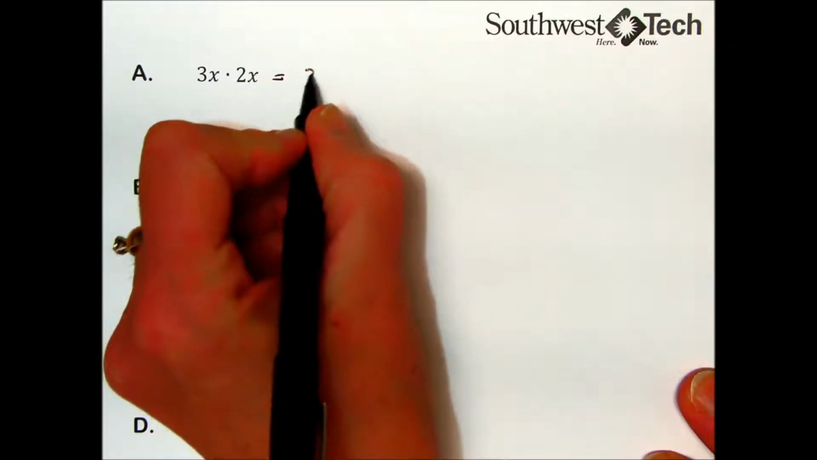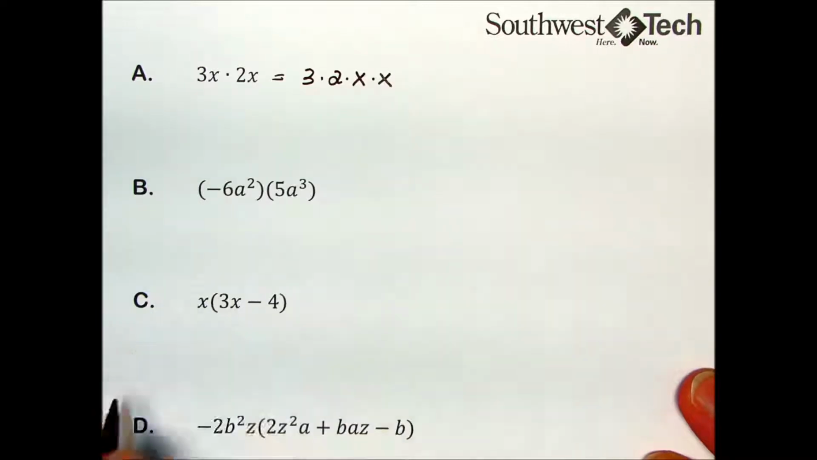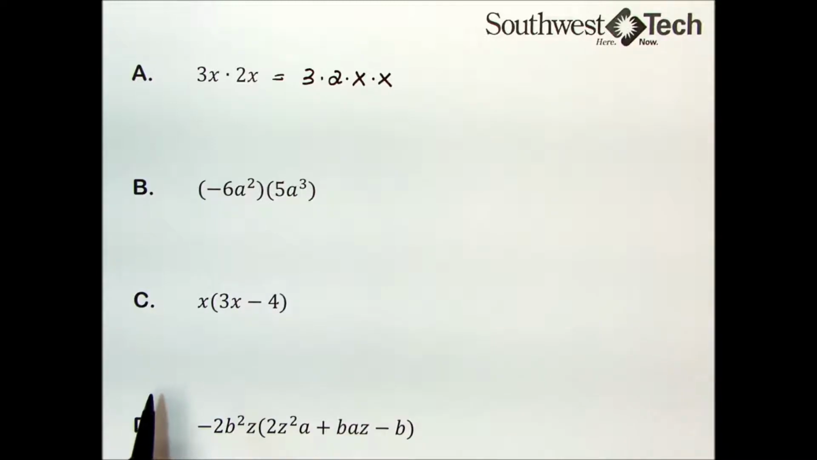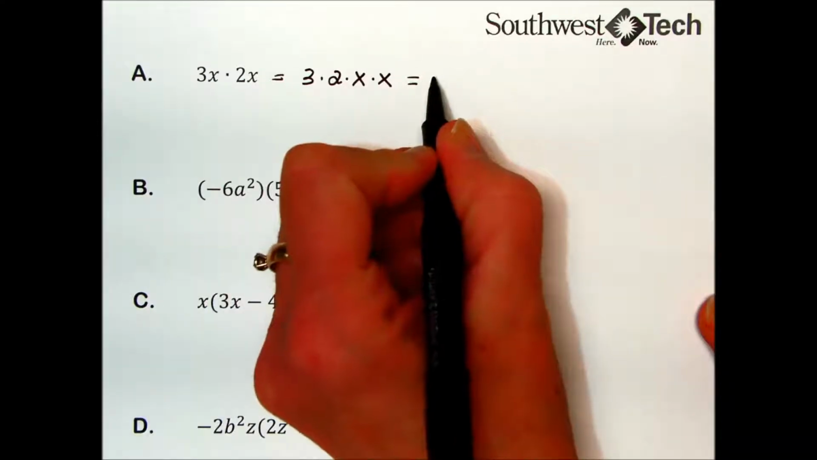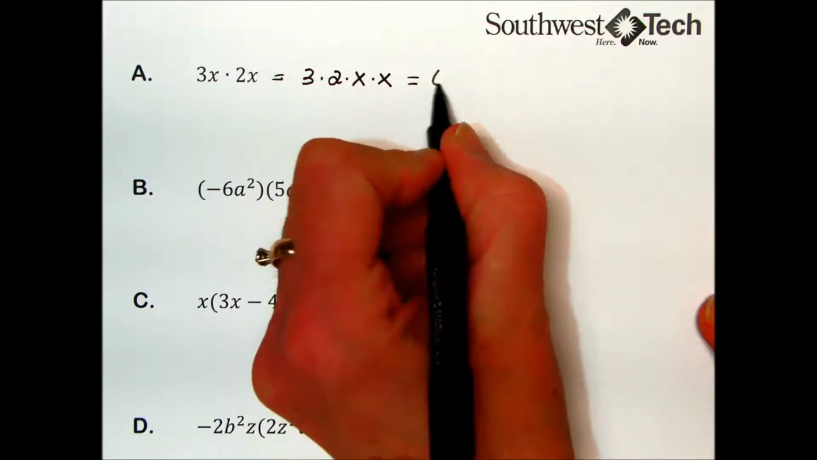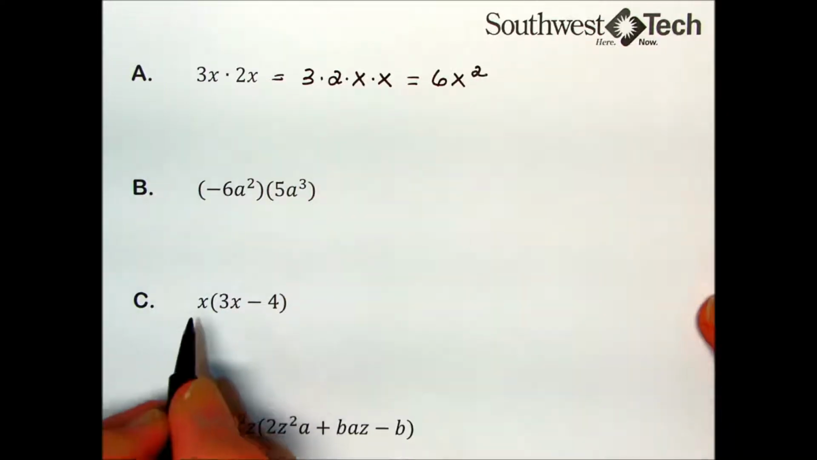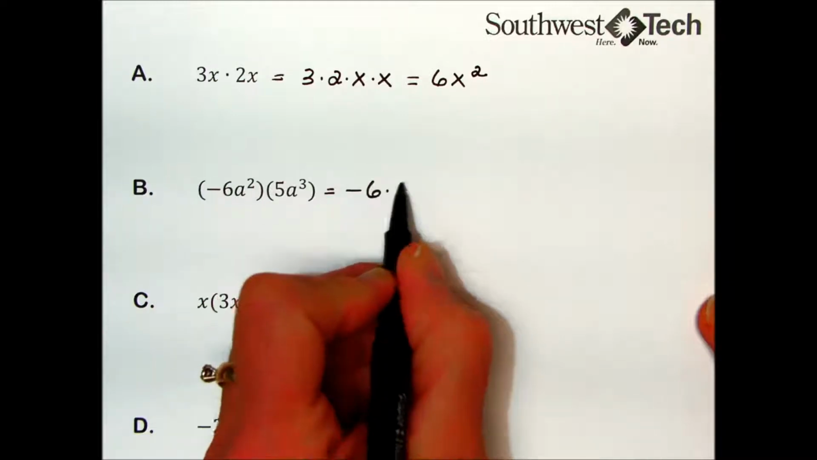I want to put these coefficients together and the variables together. I can rearrange this multiplication using the commutative property, and this is what we're talking about doing mentally. We can do that, but to show what's happening, I've written it out and then simplify. 3 times 2 is 6. X times x can be written as x to the second power. This is no different. It's a monomial times a monomial.